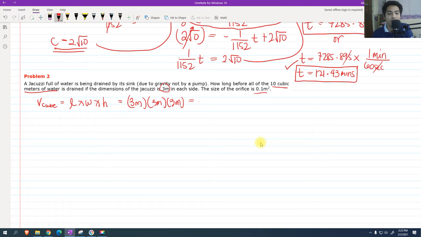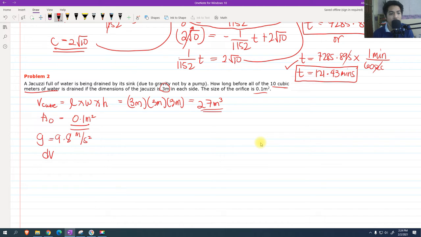So that would be 27 cubic meters. Okay, that's the volume of the cube, of the jacuzzi. So we also have a given of the area of the orifice, A sub O, that's 0.1 meters squared. And since we are using meters, we can use 9.8 meters per second squared as our g.